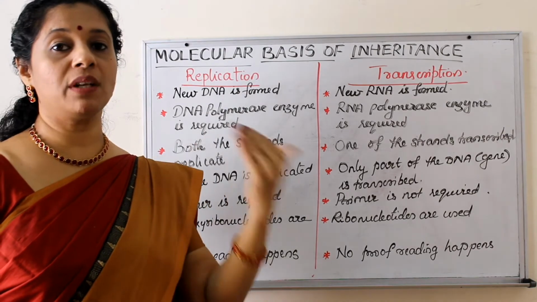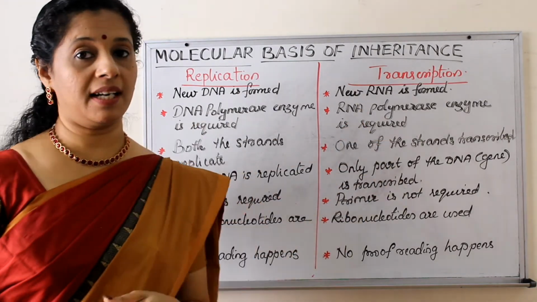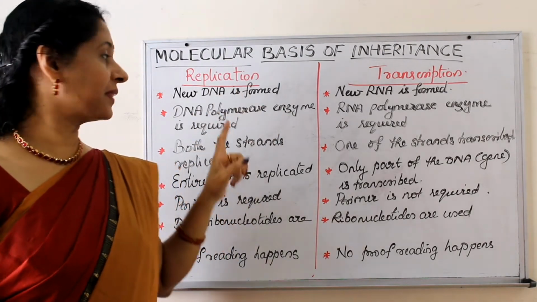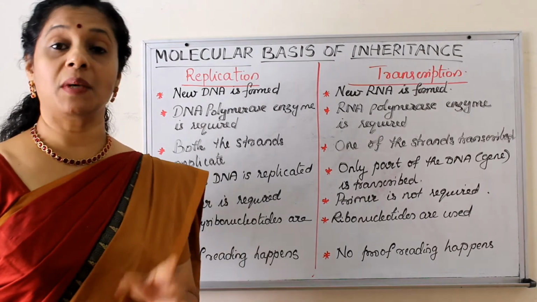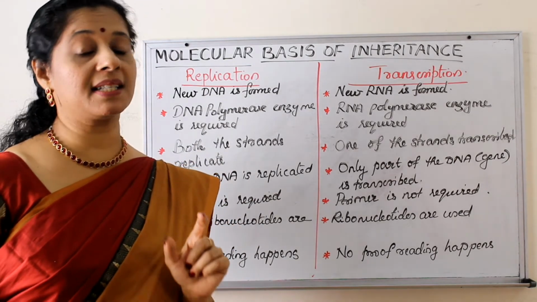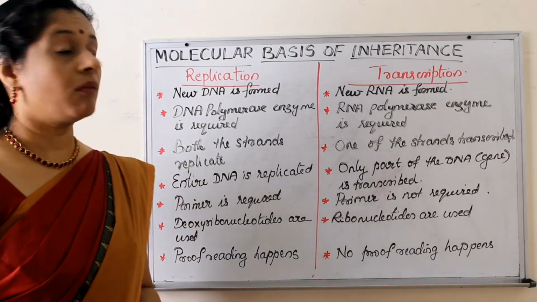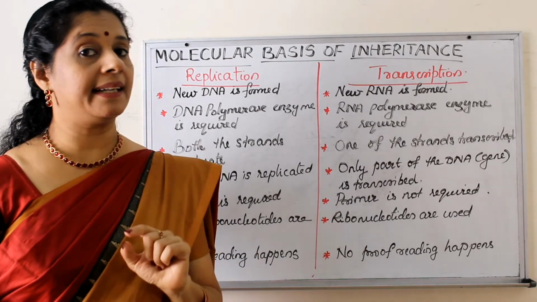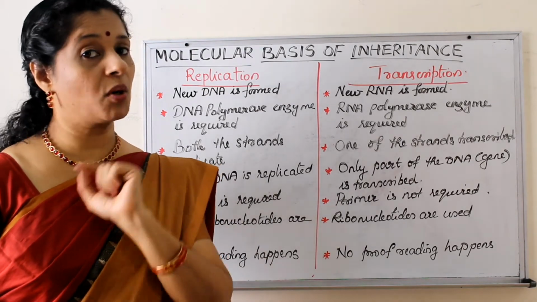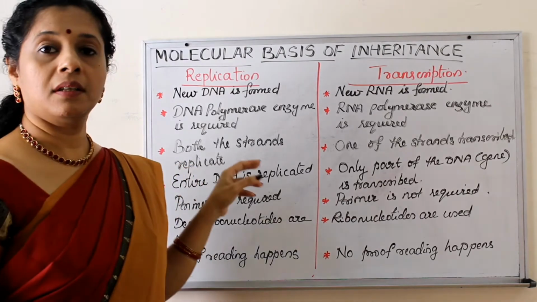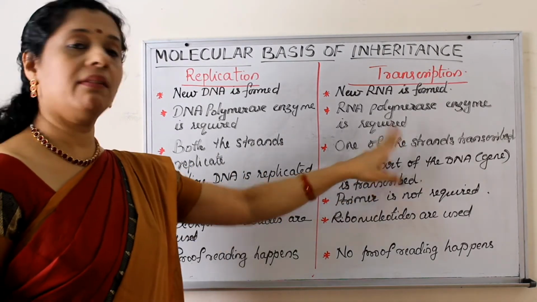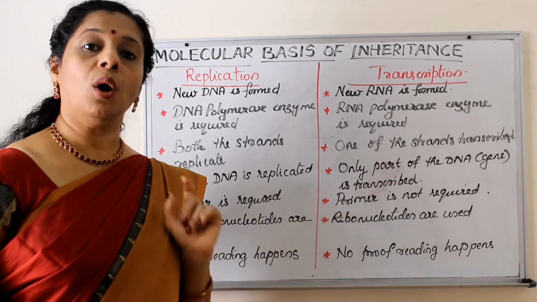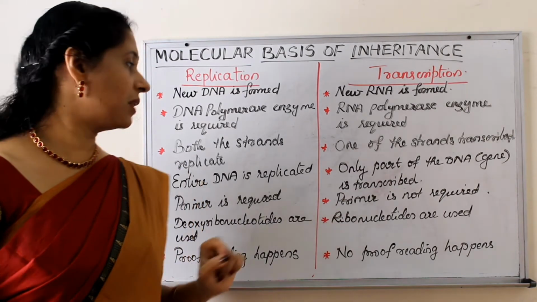In replication, new DNA is formed, whereas here new RNA is formed from DNA. Similarity means both are forming from DNA. Then the DNA polymerase enzyme is used. We learned DNA dependent DNA polymerase is the one making the new strand. But here what is being polymerized? RNA. Here also depending on the information on DNA. So DNA dependent RNA polymerase is the enzyme involved in this process. Both the strands replicate. Here only one of the strands is transcribed. We learned the reason. Entire DNA is replicated, whereas only part of the DNA or gene is transcribed.